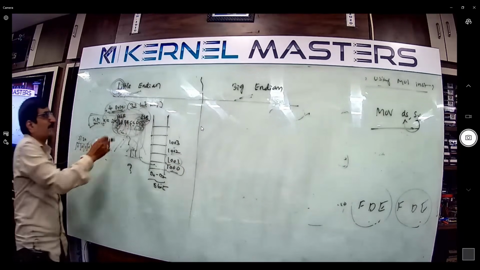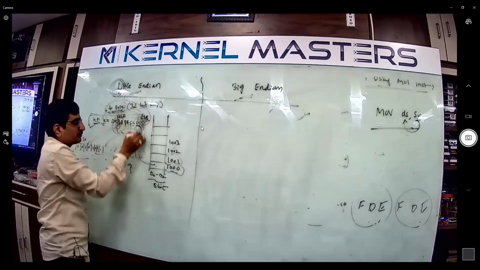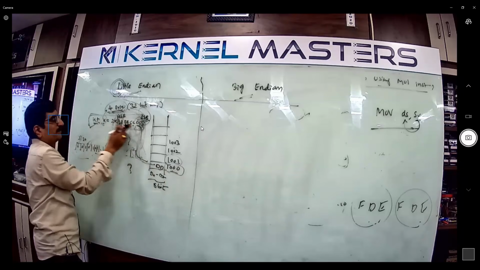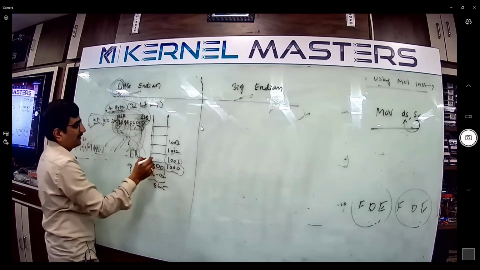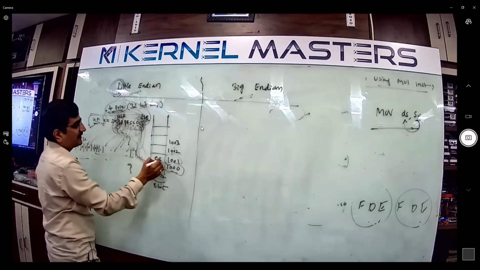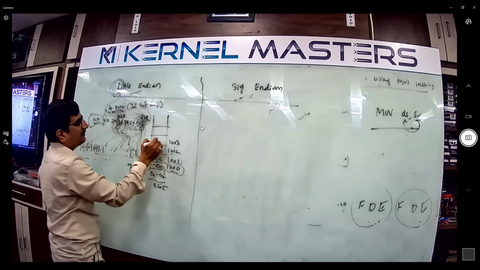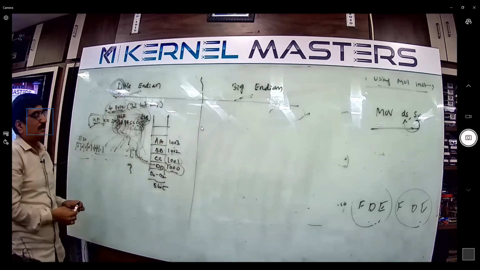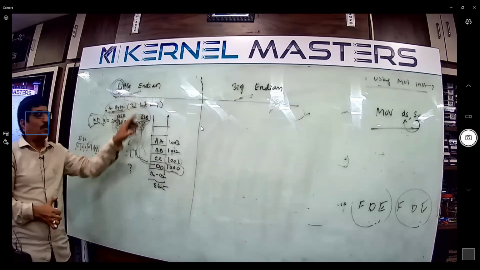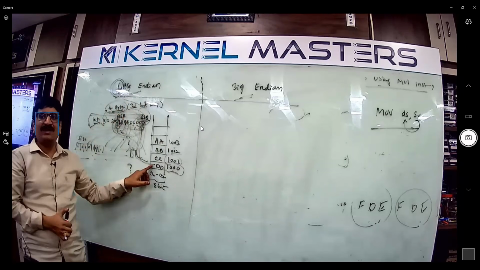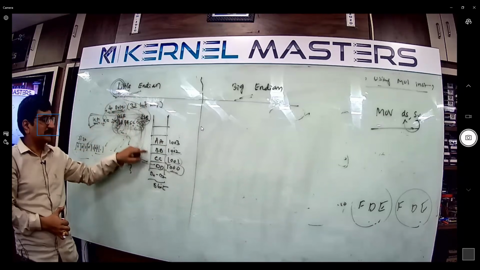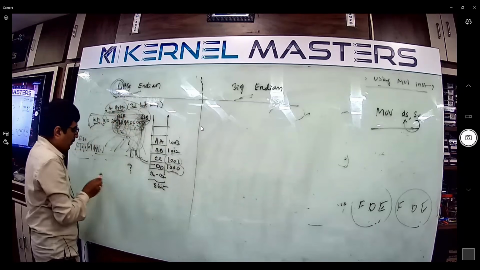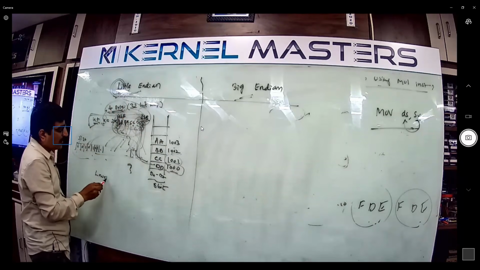The meaning of Little Endian architecture: the lower byte is stored first, followed by the higher byte. First the lower byte is stored at the lower address. Next lower byte, CC, next BB, next AA. This is called Little Endian architecture. DD is stored first at the lower address, next CC, next BB, next AA.